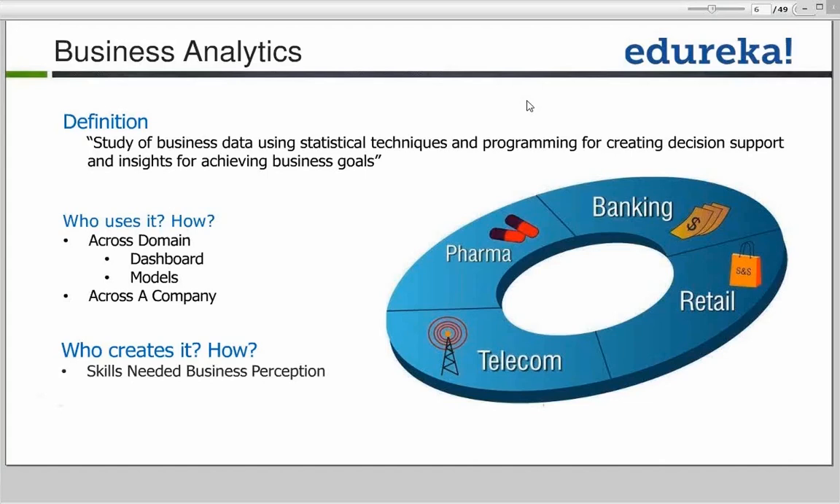So that is where we say that business analytics plays a role in helping you take decisions, or decision support, and insights for achieving business goals. And this is also very important. What is the purpose of all this modeling? What is the purpose of all this collecting data, running so many models? Never lose sight of the goal. And this is where domain knowledge plays a big role.